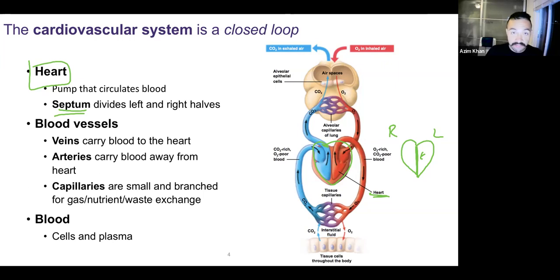That wall, that dividing part of the heart, will be really important to keep deoxygenated blood and well oxygenated blood separate. And we represent oxygen poor blood here in blue and oxygen rich blood here in red.